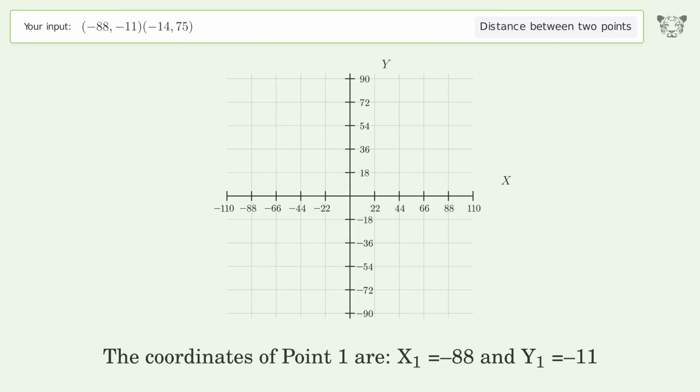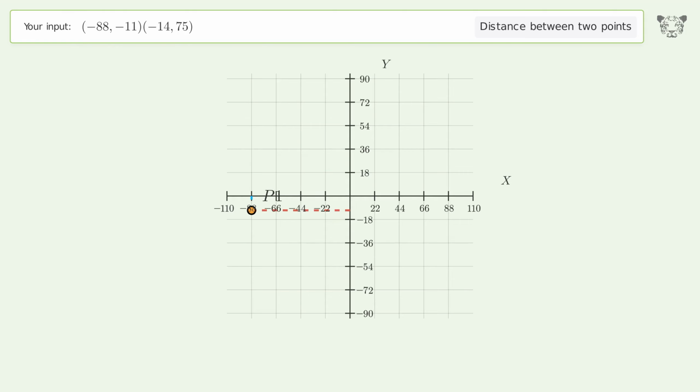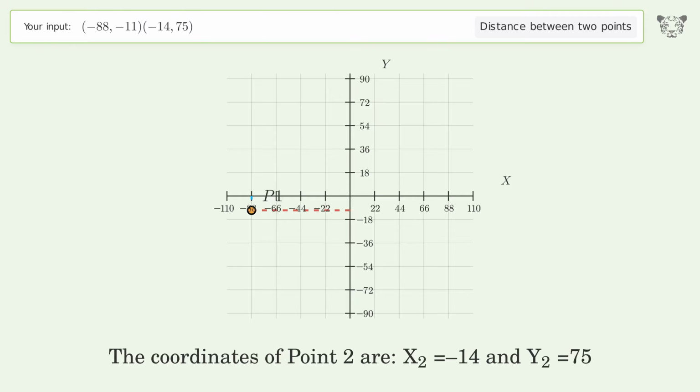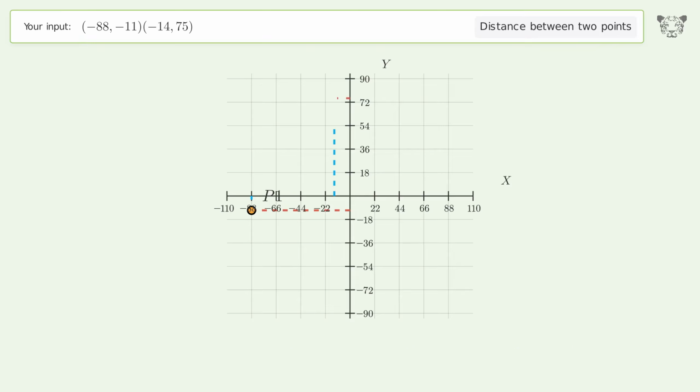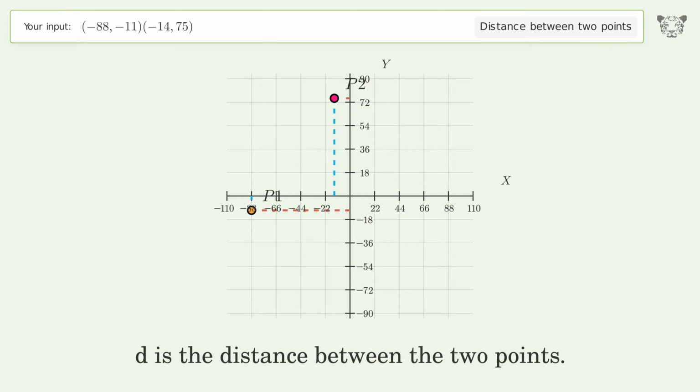The coordinates of point 1 are x1 equals -88 and y1 equals -11. The coordinates of point 2 are x2 equals -14 and y2 equals 75. D is the distance between the 2 points.